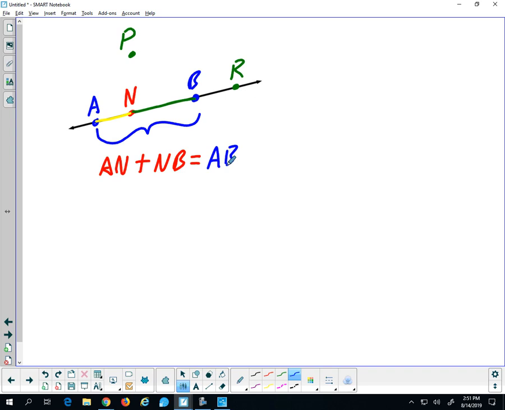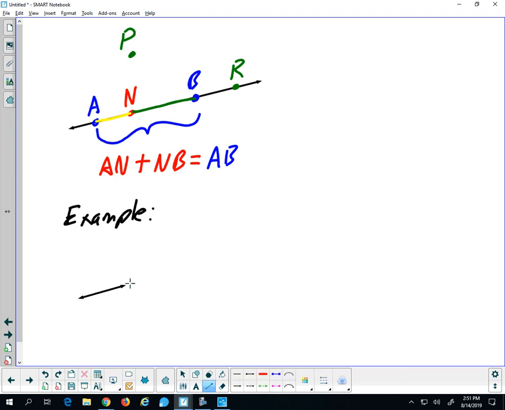So now let's talk about distance. We looked at segment addition. Well, before we get to distance, I want to take a look at some examples of what this segment addition actually looks like in a problem. So let's look at an example here of segment addition. We're going to use this concept, AN plus NB is equal to AB.